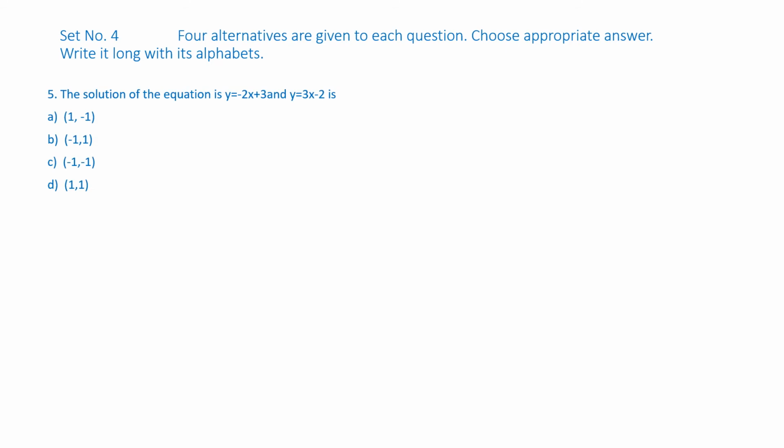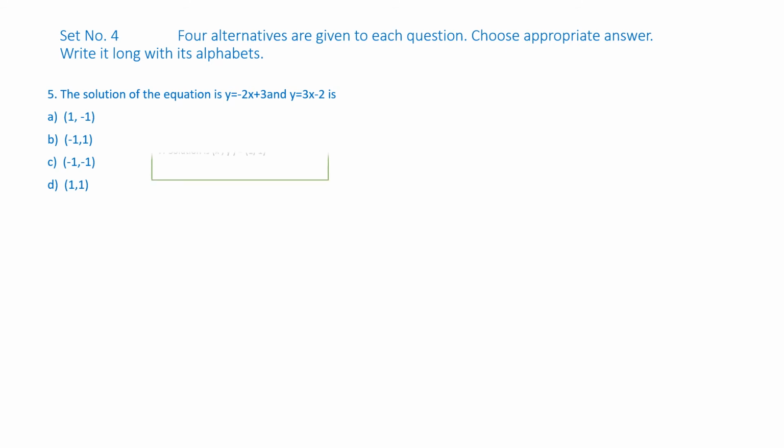Of set number 4. The solution of the equations y is equal to minus 2x plus 3 and y is equal to 3x minus 2 is what he is asking. He has given two equations. This is a simple simultaneous equation. You have to find out the value of x and y. Options are a minus 1, 1, b minus 1, minus 1, c minus 1, minus 1, d 1, 1.